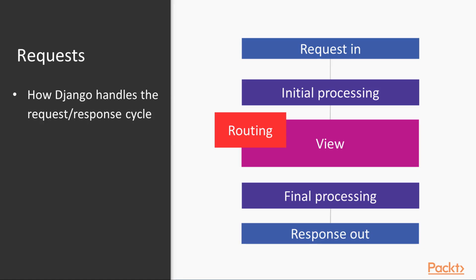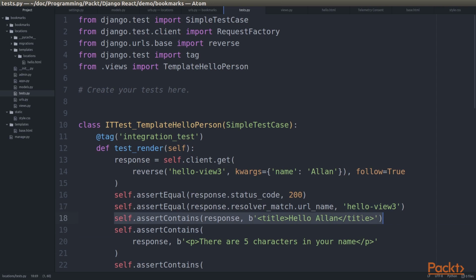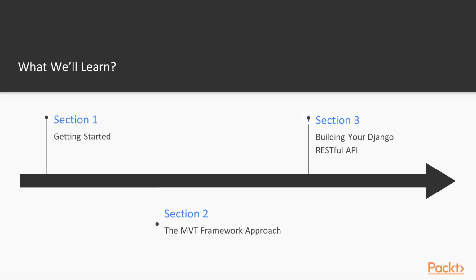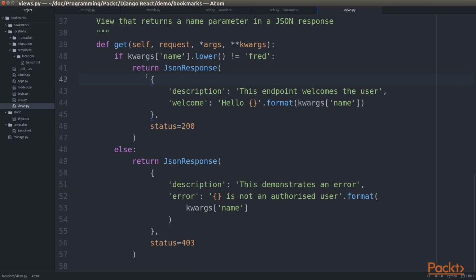Django handles requests by providing initial processing, then providing routing to a view as we discussed, then the response has final processing and made available to the user as an output. Finally, we need to consider how we can test all of this functionality. We call this an approach because there are other approaches that can be taken, and that's what we'll be considering in our course using API.